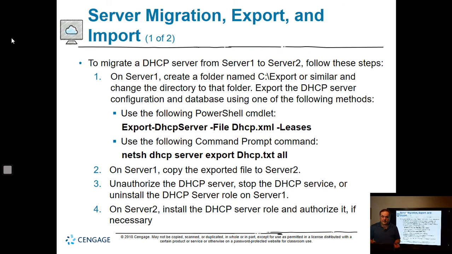So if you want to migrate a DHCP server from one to the other, you can do it multiple different ways. You can do the backup and restore option. You could do the export and import option. So there's lots of different ways that you can get an old DHCP server to go to a new DHCP server. Now, some of the older versions don't have the compatible backup and restore options, so you end up having to use some of these commands instead.